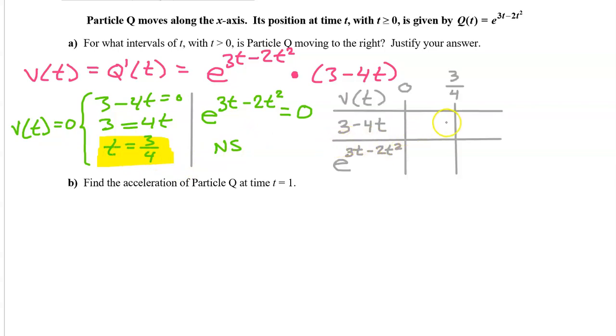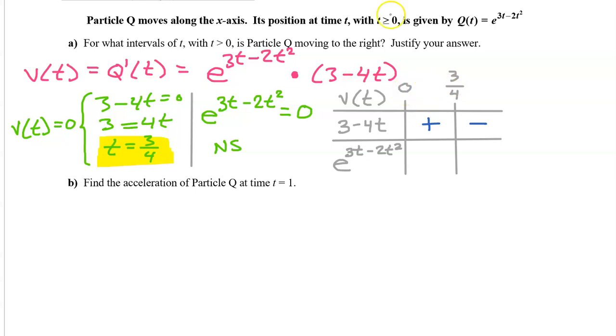When you set up your sign chart, you will have a row for each factor, and I'm going to put a line at the critical value of 3/4. We can tell that the factor of 3 minus 4t is going to be negative for any value of t that is greater than 3/4. So I'm going to put a negative here. For example, if t was 1, then this would be 3 minus 4, which would be negative. And similarly, this factor will be positive for values of t between 0 and 3/4.